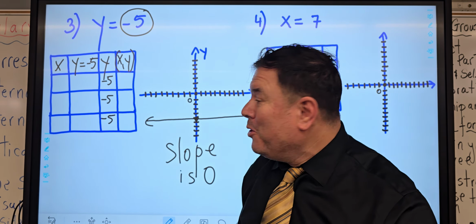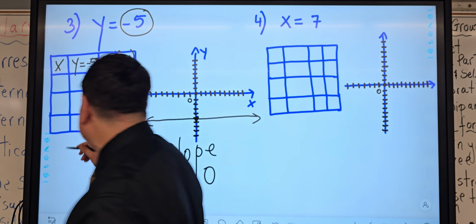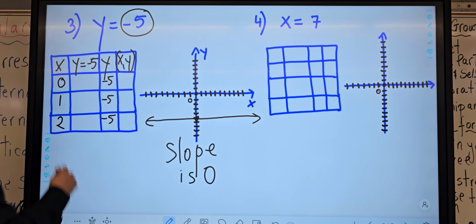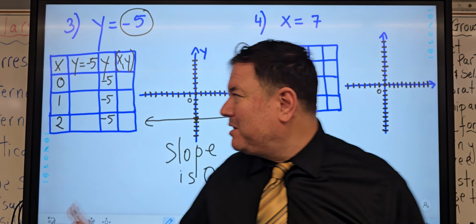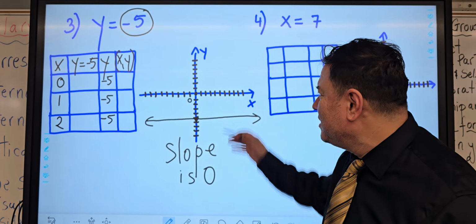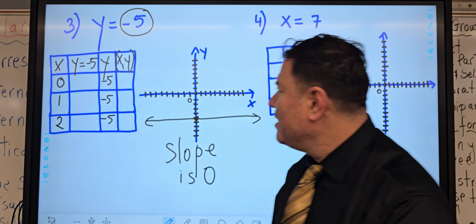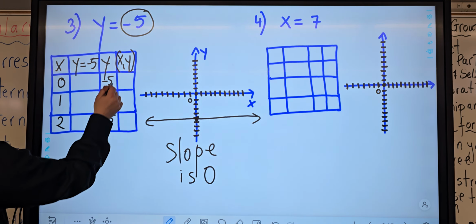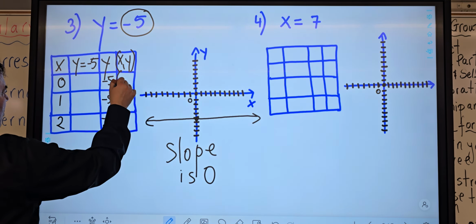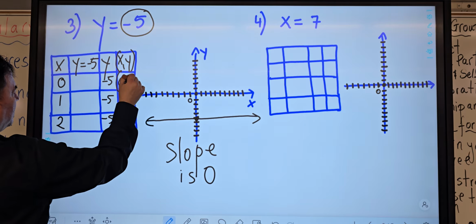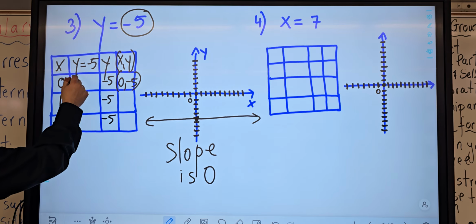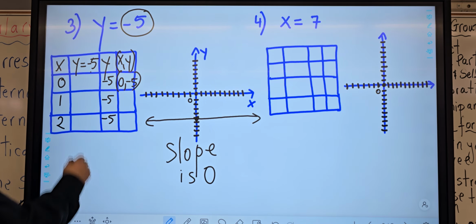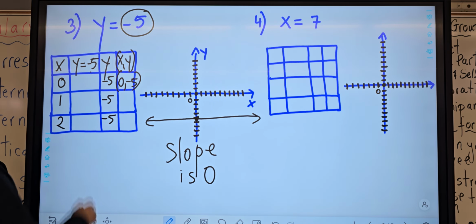And now, we are going to choose some values for the x. The same thing. Let's choose 0, 1, 2, small numbers. We can choose any numbers, but it's better to choose small numbers because we have a small graph here. And the equation is y equals negative 5, right? So the ordered pair is 0, negative 5, because y is negative 5.